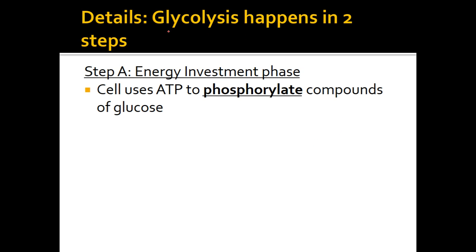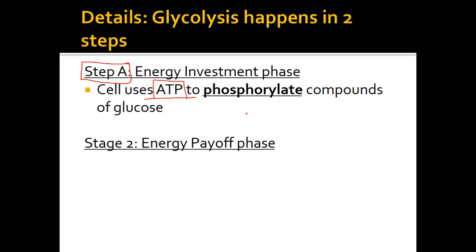Okay, glycolysis itself, now we're getting even deeper into that. It happens in 2 steps. This is really worth investigating because you've got to understand that anytime that we have a chemical reaction, you have to put energy into it. I can't tell you how important it is that you understand that. You have to put energy into it. So the first step to any chemical reaction here is energy getting invested into the chemicals. So in this energy investment phase, the cell uses the ATP that it's created to phosphorylate compounds of glucose.